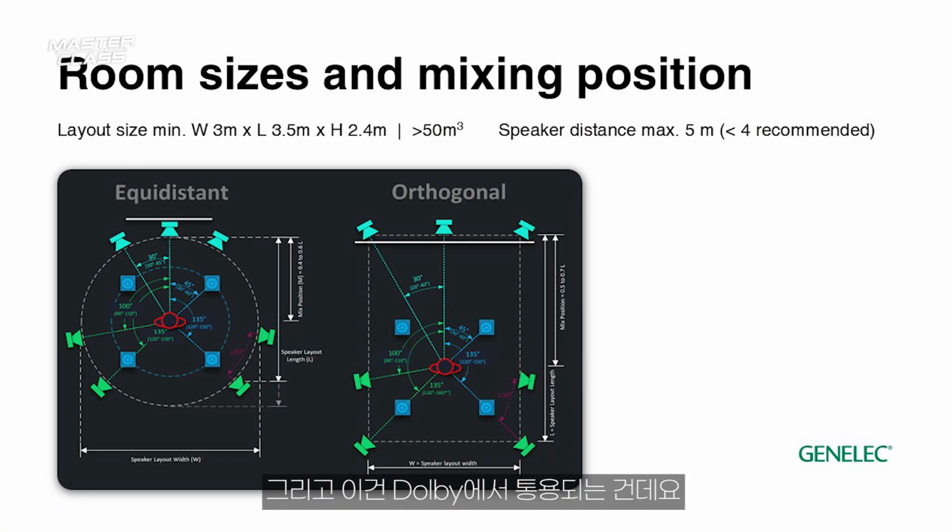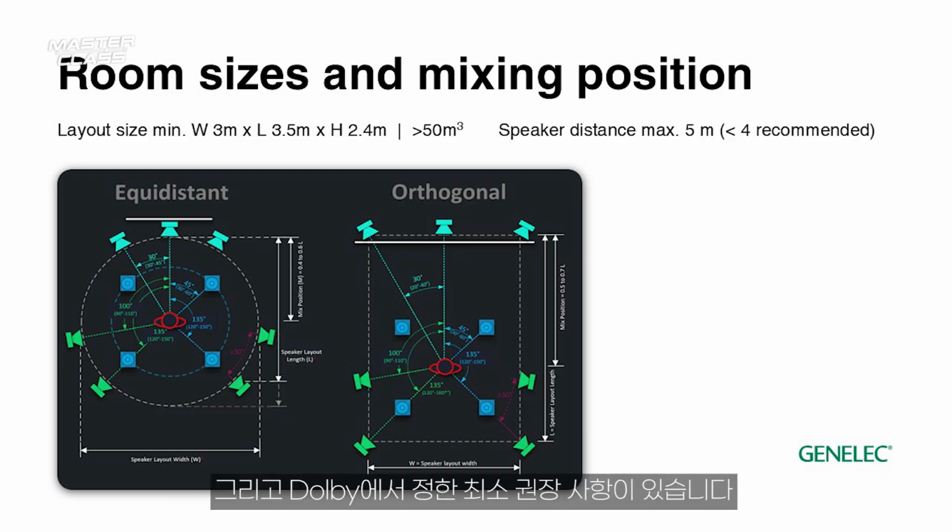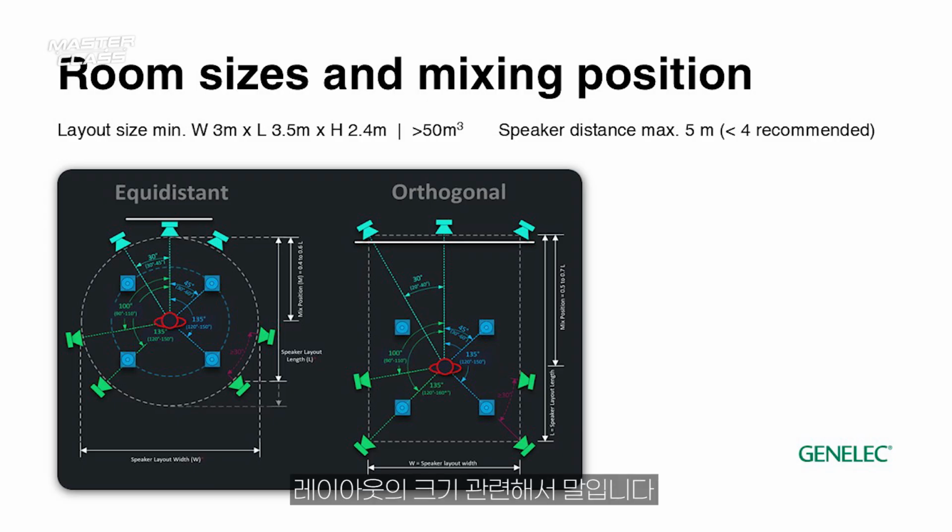And this is a Dolby thing, you know that. And the layout is determined by the width, the length, and the height of the room. There are minimum recommendations from Dolby for how large the layout should be. It's actually 3 meters by 3.50 by 2.40. That's the minimum, or it can actually grow bigger.